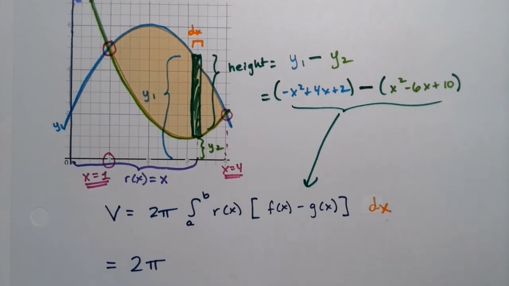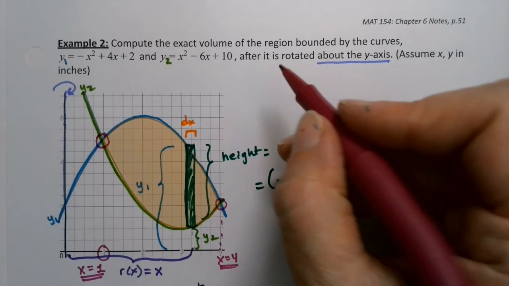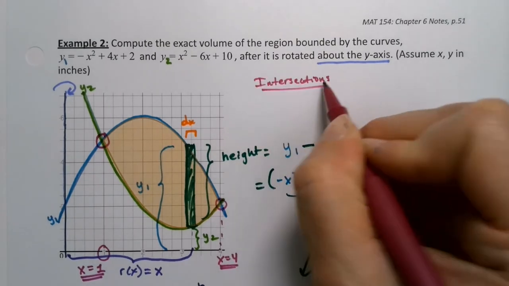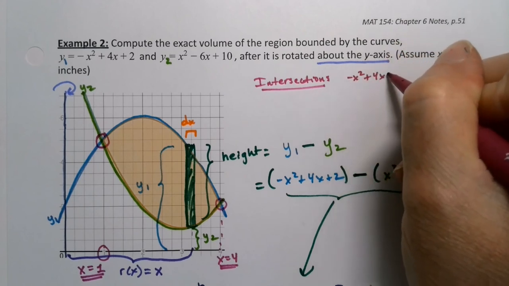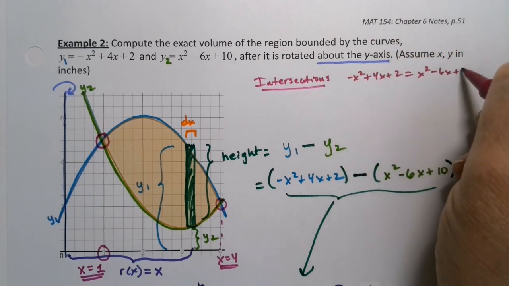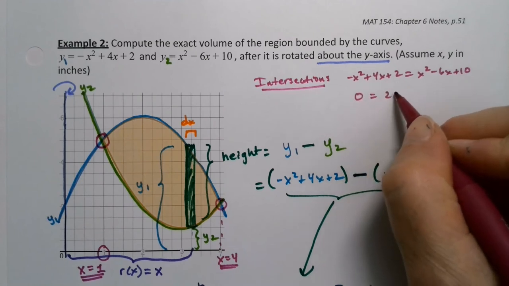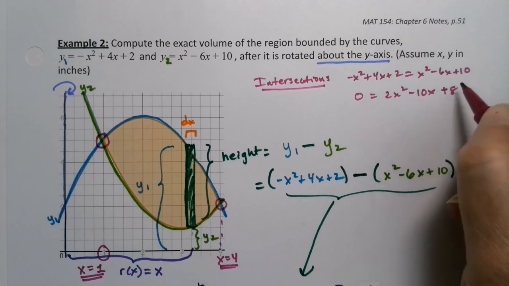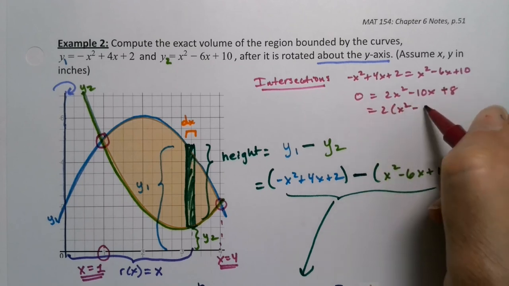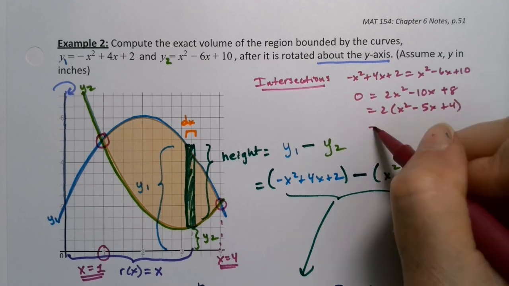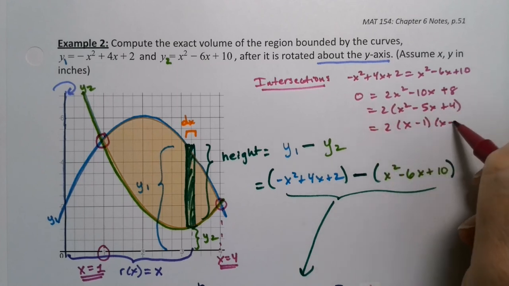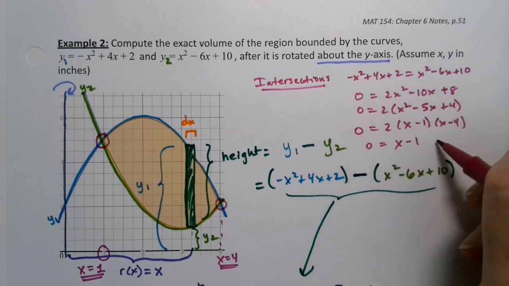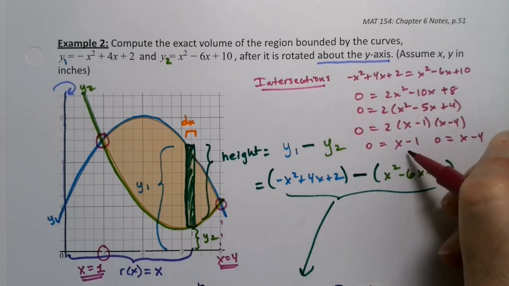Of course, we could find them analytically as well by setting the equations equal to each other. So if you want to find the intersections, you set negative x squared plus 4x plus 2 equal to x squared minus 6x plus 10. That would be 0 equals 2x squared minus 10x plus 8, which is 2 times x squared minus 5x plus 4, which is 2 times x minus 1, x minus 4, and lo and behold, 0 is x minus 1 or 0 is x minus 4. So x equals 1 or 4.